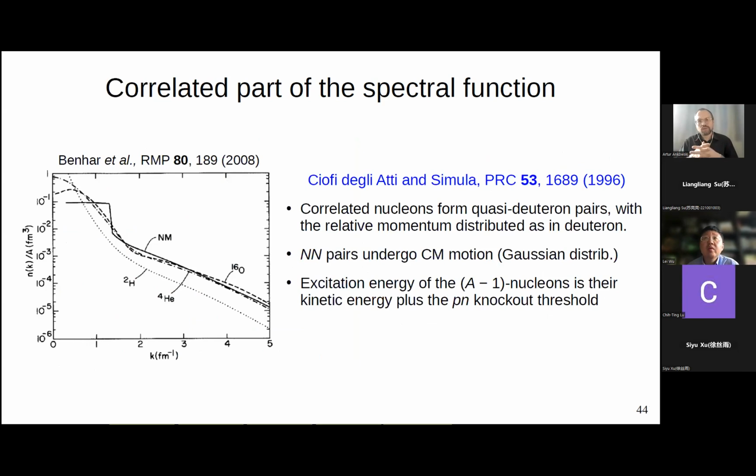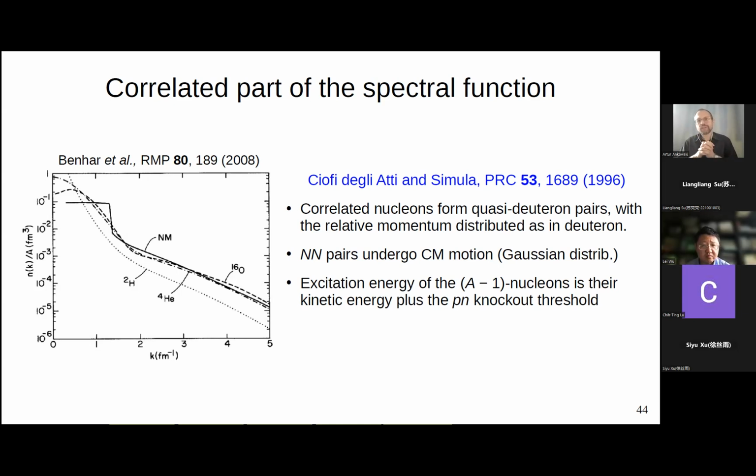To determine the correlated part of the spectral function, we use the approach of Cioffi, Deliati, and Simula. In this approach, we treat correlated nucleons as forming quasi-deuteron pairs with the relative momentum distributed as in deuteron. Those pairs have some center of mass motion, which has Gaussian distribution. And when such a pair is broken apart, we end up with two nucleons going essentially in opposite directions. The energy that is released is their kinetic energy plus some threshold, which can be estimated with a good accuracy based on nuclear masses. The final result that we find from our fits differs from the simple estimate by 3.5 MeV.